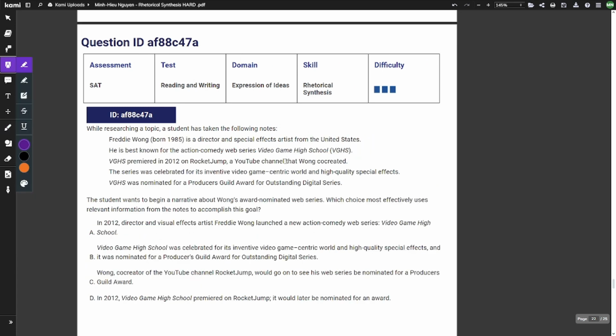Question number 22. Let's see what the task is, and it's to begin a narrative about Wong's award nominated web series. Now, a narrative is a story, and if you know, a story should be interesting, it should have plot, and it should be in sequential order, and it should be detailed, all that type of stuff. So, let's move on to our answer choices.